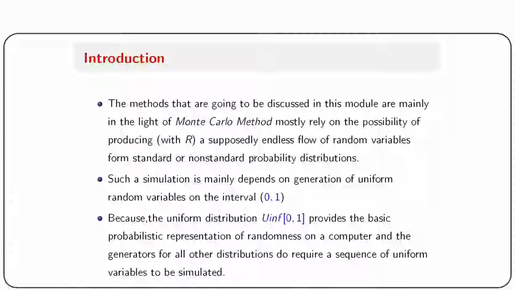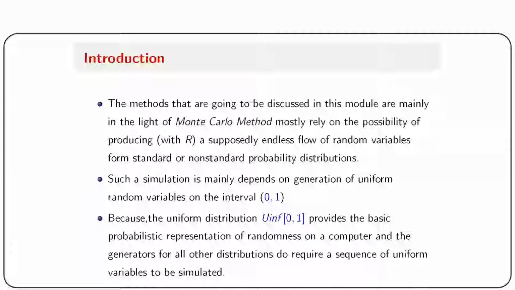We'll start with the concept of generating random variates from standard and non-standard probability distributions, then general transformation methods, the simulation from a multivariate normal, and then finally we learn about rejection sampling. The methods that are going to be discussed in this module are mainly in the light of the Monte Carlo method, mostly relying on the possibility of producing a supposedly endless flow of random variables from standard or non-standard probability distributions.